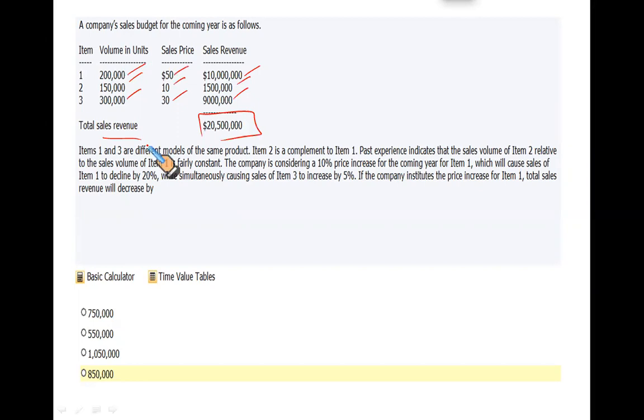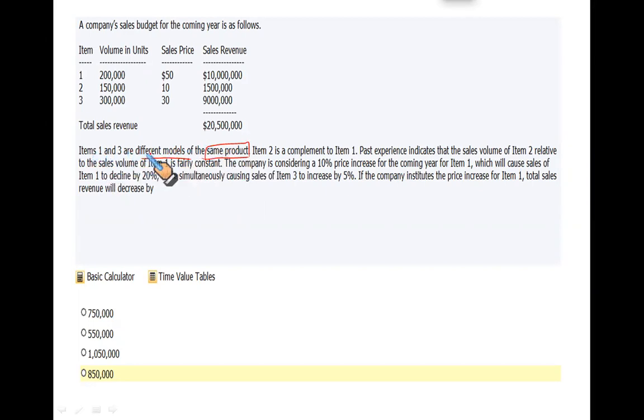Right now, this is a very twisted question, interesting. At the same time, it will teach you 2 important concepts from economics: complementary goods and substitute goods. I'll explain. Item 1 and 3 are different models of the same product. You can call it Toyota 1998 versus Toyota 2005. Same products, but different models, right? So older Toyota, new Toyota.